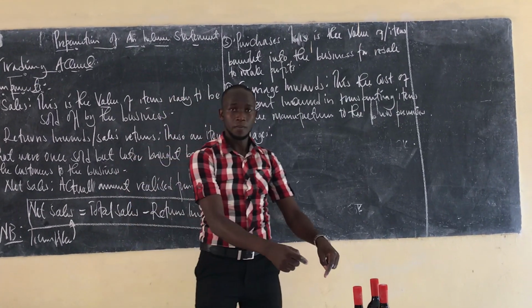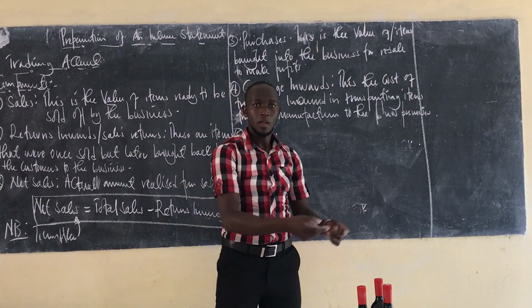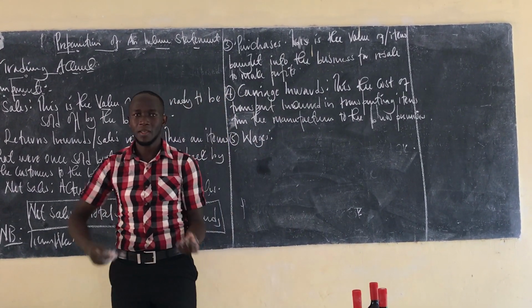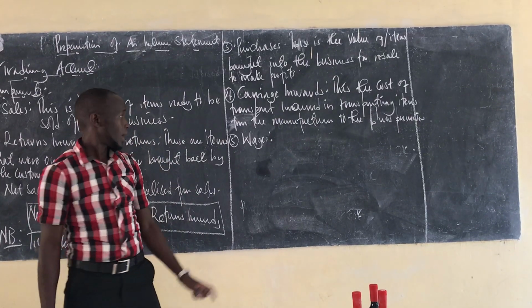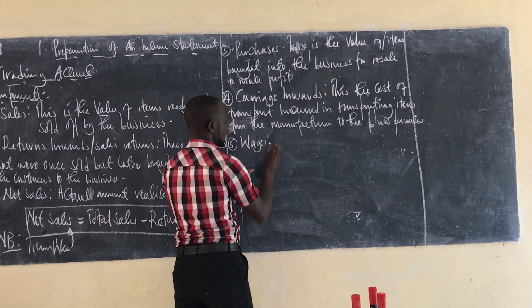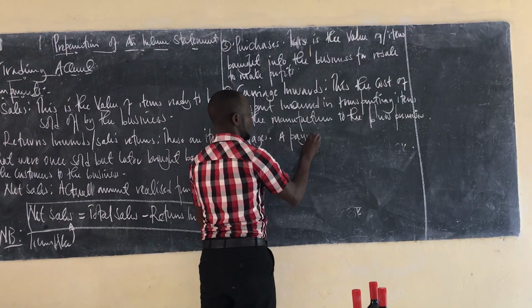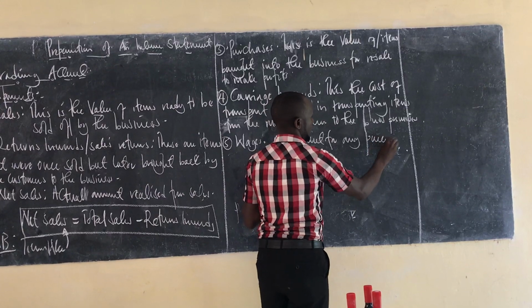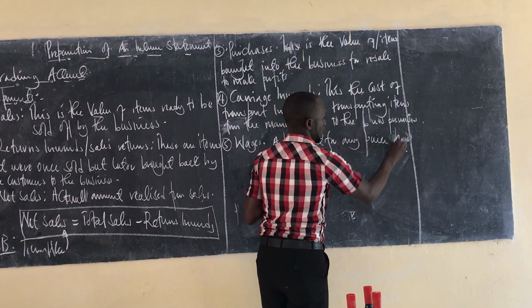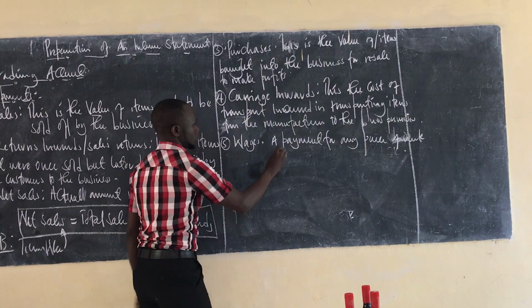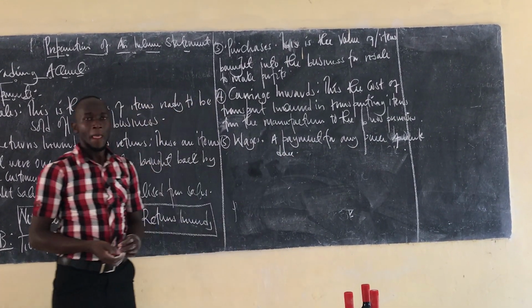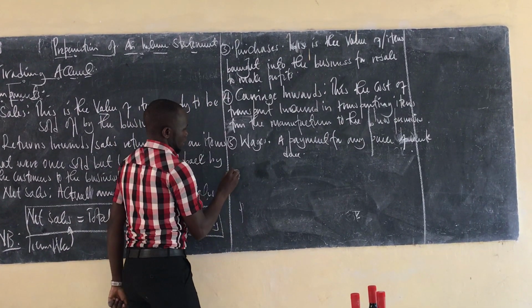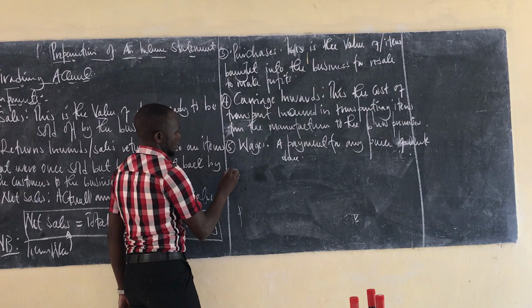However, if this person is within my business and helping a customer, whatever this person does and the customer pays him, it is a wage, it is not a salary. I'm not paying him for anything in a period of time. So a wage is a payment for a piece of work done. That is a wage.